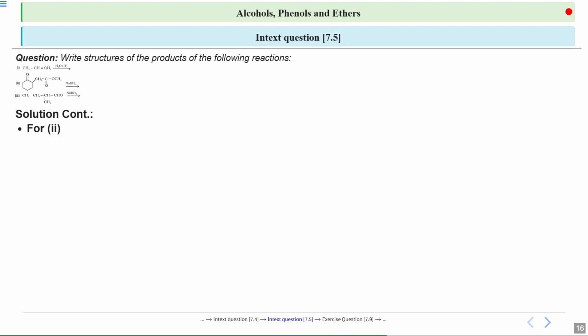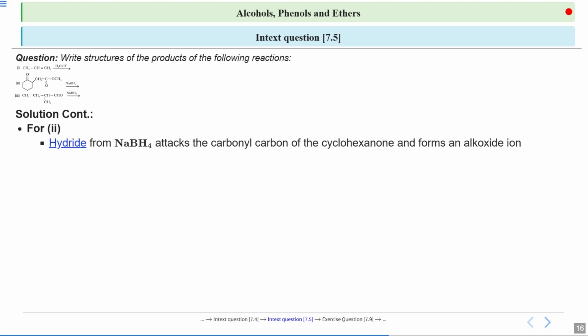Now, for the second reaction, we have been given the hydride from sodium borohydride, which attacks the carbonyl carbon, the C double bond O carbon of cyclohexanone, and forms an alkoxide ion. So from the sodium borohydride, hydride will attack the carbonyl carbon of the cyclohexanone. We have a ketone, cyclohexanone, and it will give us an alkoxide ion. Actually, we use sodium borohydride for this reduction of carbonyl compounds.